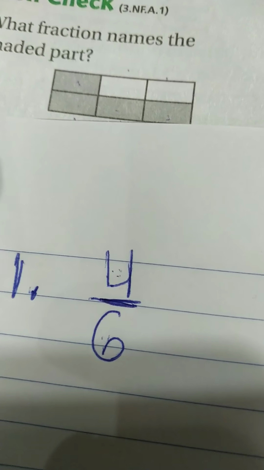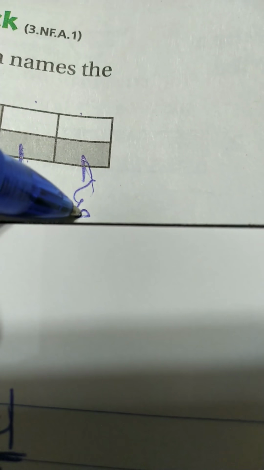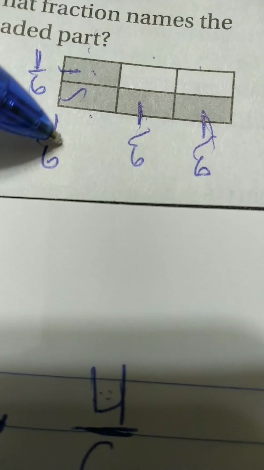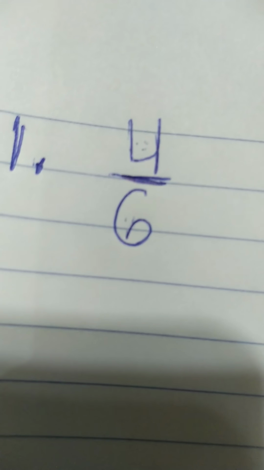4/6. Each piece is worth 1/6, remember. That's 1/6. This guy here, that's 1/6. This guy here, that's 1/6. This guy here is 1/6, right? Of the whole thing. So if I add up these 4 pieces, 1/6 plus 1/6 plus 1/6 plus 1/6, that will give me 4/6. Alright, let's go to number 2.